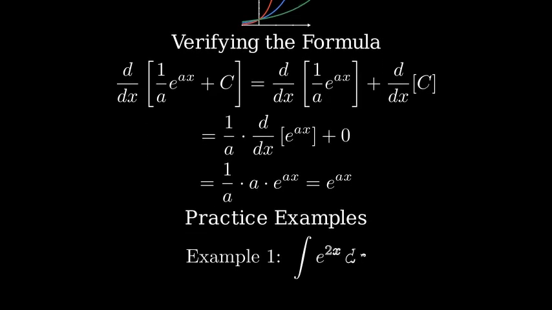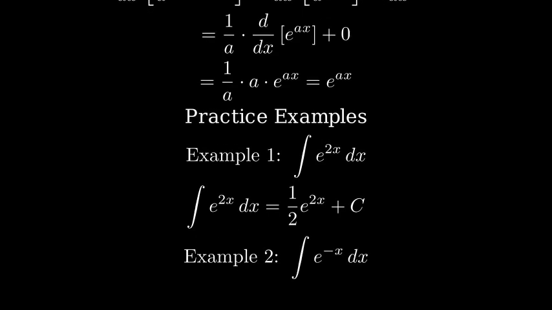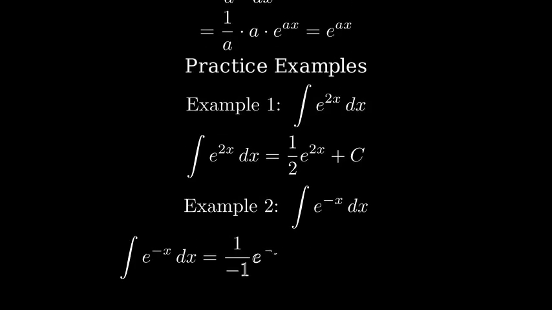Example 1. Find the integral of e to the power of 2x. Using our formula, we have a equals 2, so the integral is 1/2 times e to the power of 2x plus c. Example 2. Find the integral of e to the power of negative x. Here, a equals -1. Using our formula, we get -1 times e to the power of negative x plus c. We can simplify this to negative e to the power of negative x plus c.